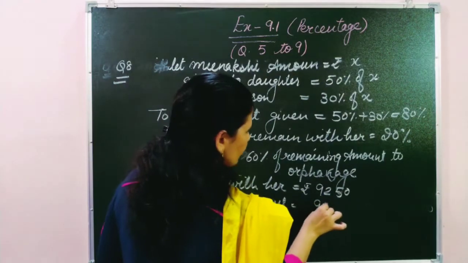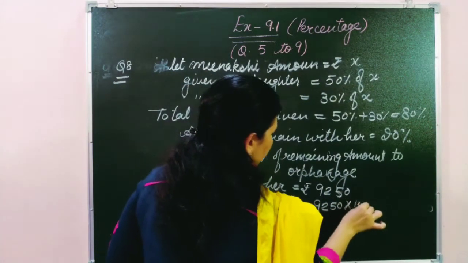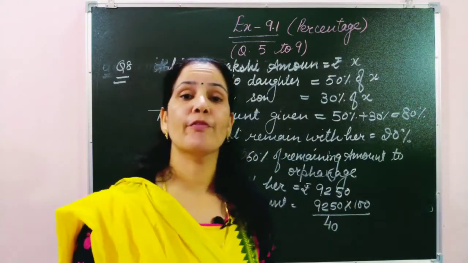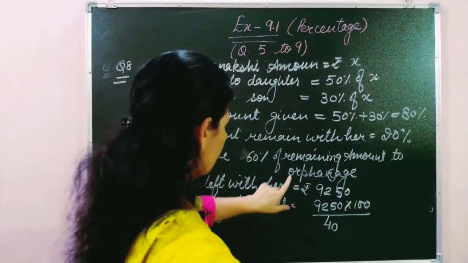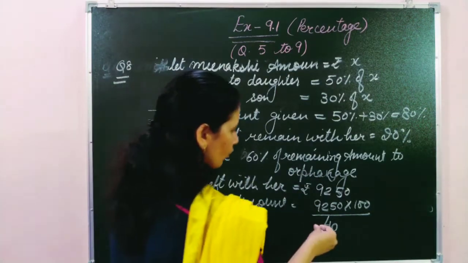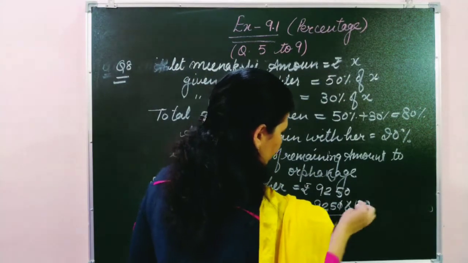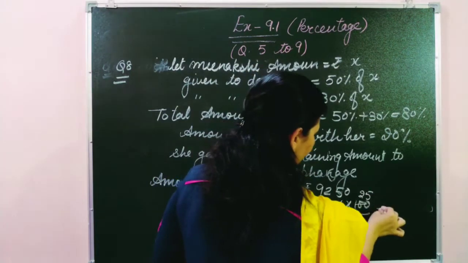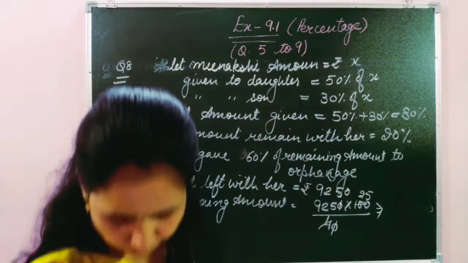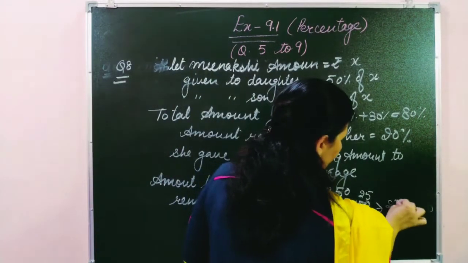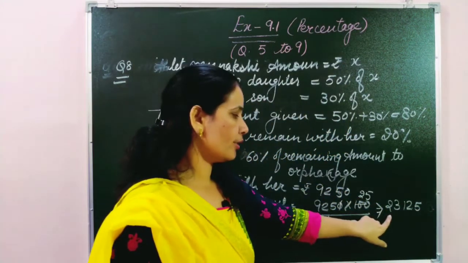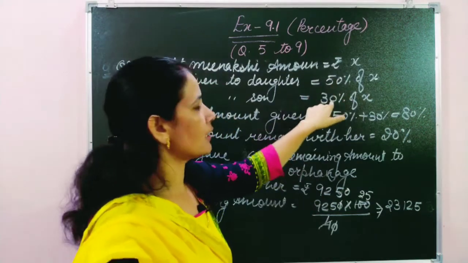That means 9,250 multiply by 100 divide by 40. Now students, you might be confused about where ma'am got the 40, because 60% she donated and what remains? 40%. So if we solve this one, 25, and if we multiply this by 2, then we get 23,125. This much amount remained with her after giving to the son and daughter.